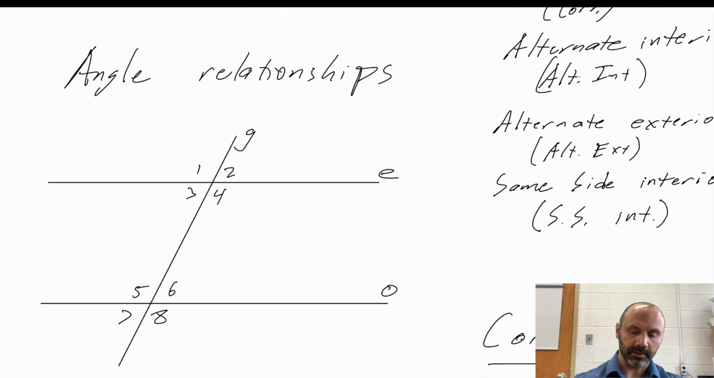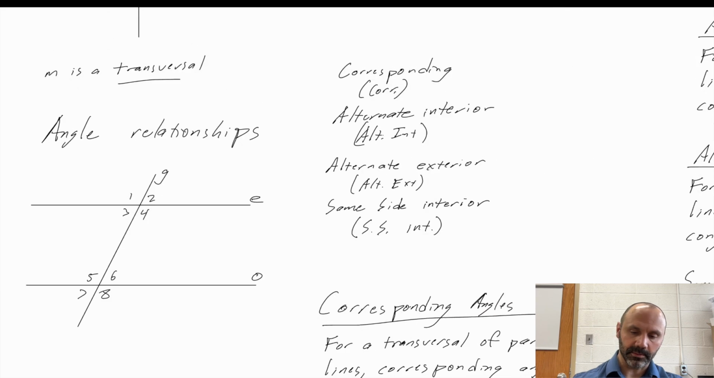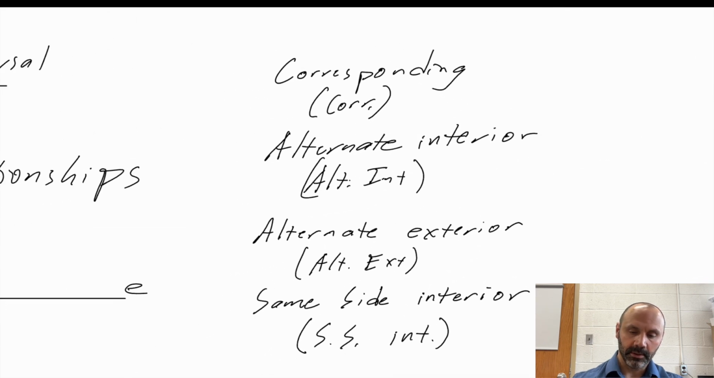Angle relationships. If we take a look at something like this, when we have a transversal, we see that there are 8 angles that are created, right? And I've numbered them here. The question is, what can we name the relationships that these angles have to each other? Here are some of the names of these relationships.